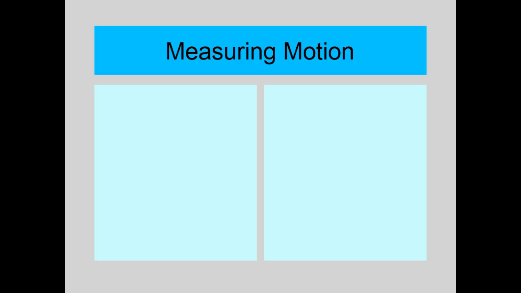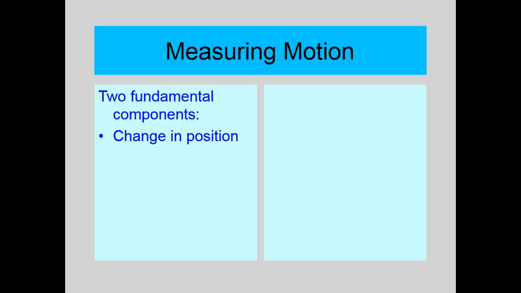Now, before we measure motion, let's sort of describe it. Two fundamental components of motion. We've already talked about them. What are they? Anyone remember? Components of motion. Distance and time, okay?